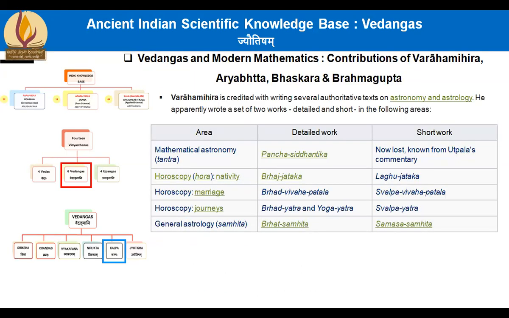Then the contributions of various acharyas, if we look at them: Aryabhata, Varahamihira has been credited with writing several authoritative texts on astronomy and astrology. And one important thing is, in 2001 or so, when we were in Ahmedabad, Gujarat had a massive earthquake.